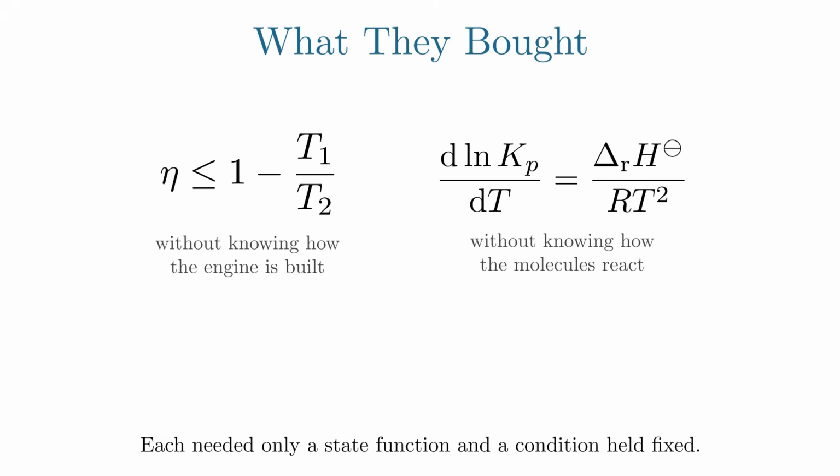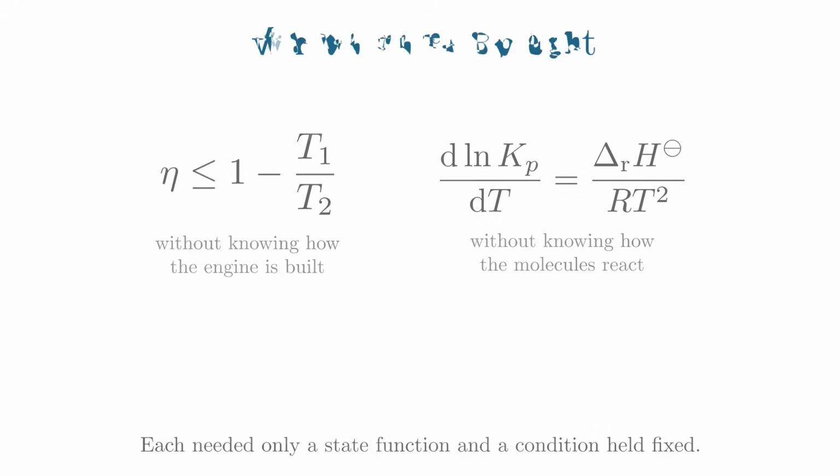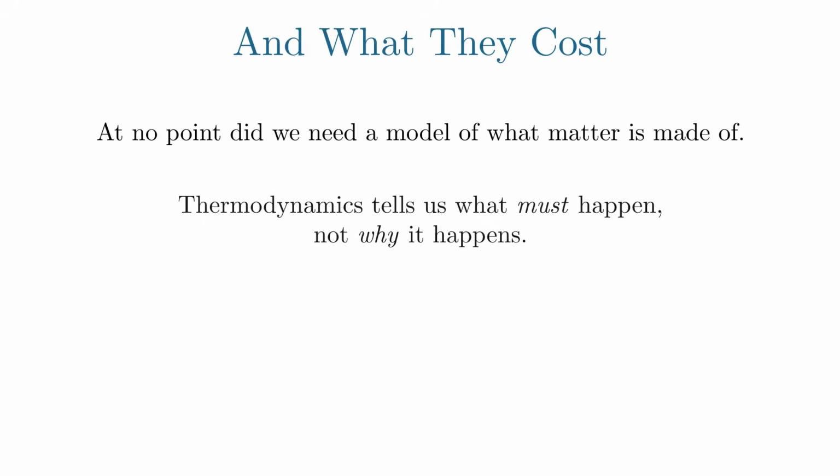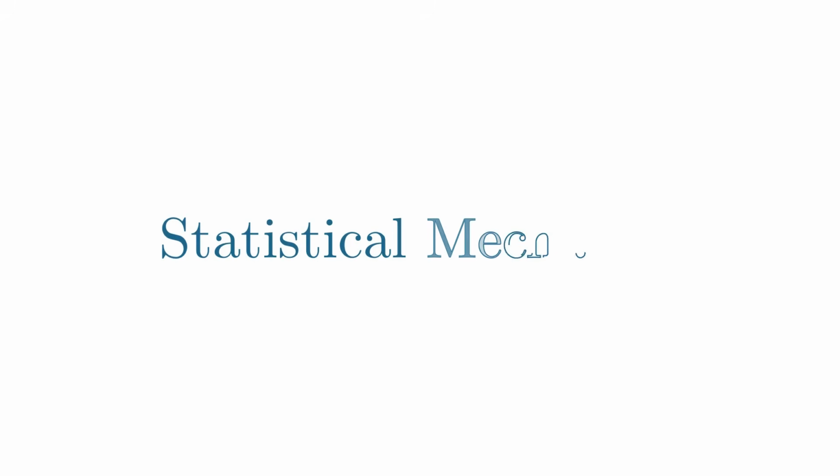This is the strength of thermodynamics, and also its limit. At no point did we need a model of what matter is made of. This is why thermodynamics was already useful to engineers decades before scientists agreed that atoms exist. But there's a cost. Thermodynamics tells us what must happen, but not why it happens. It does not explain why the entropy increases or why heat capacity has the value it has. To answer such questions, we must count the microscopic states, and that is statistical mechanics.